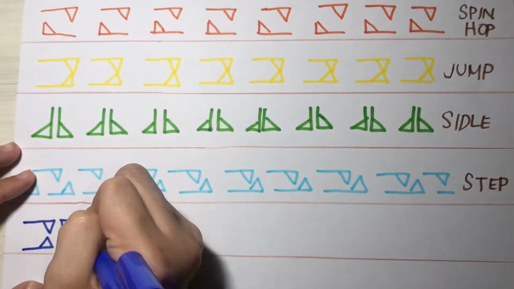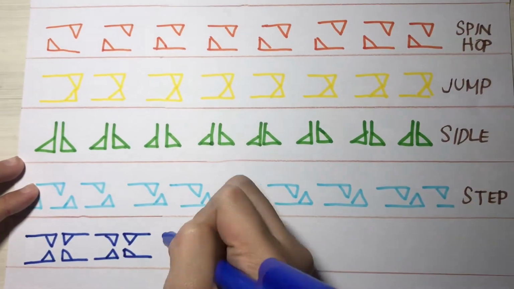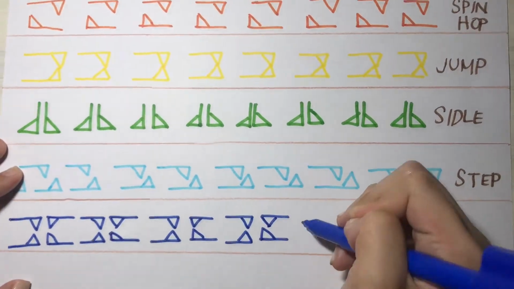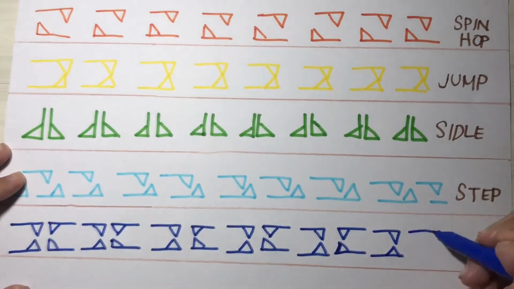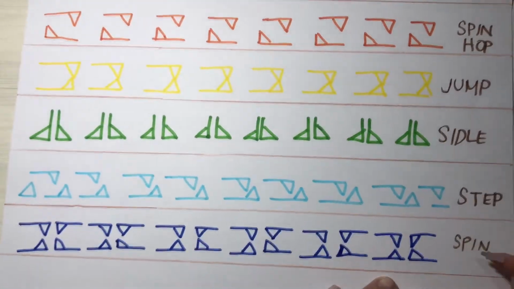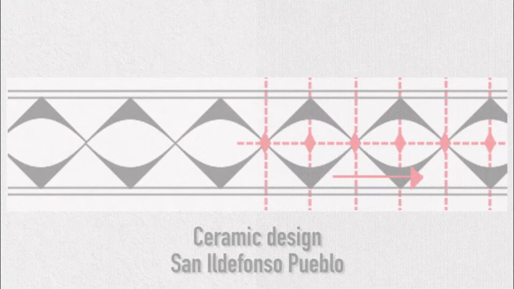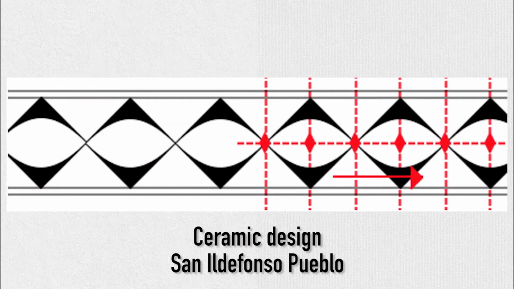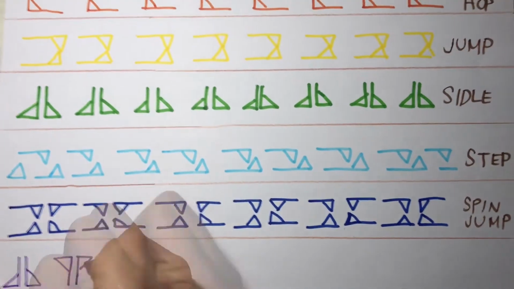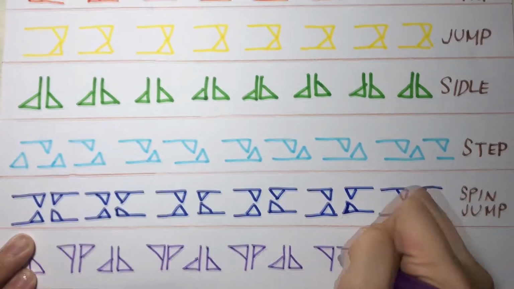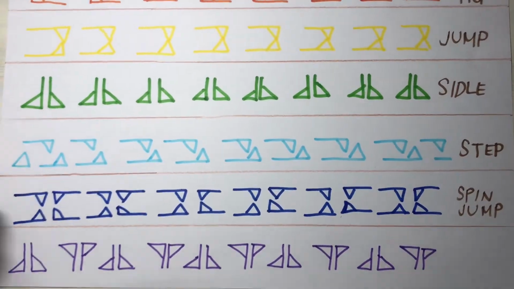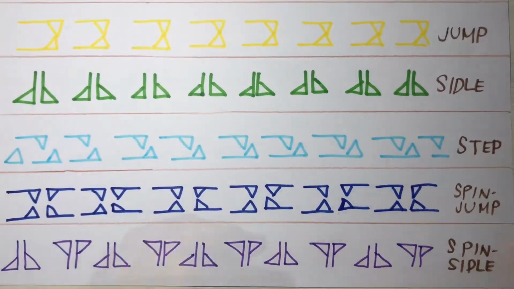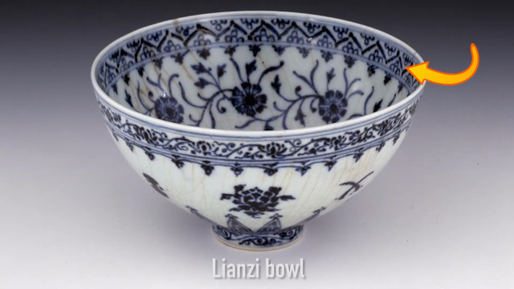The sixth frieze group contains all symmetries such as translation, horizontal and vertical reflection, and rotational symmetry, and this is called a spinning jump. For example, this pattern is a ceramic design from the San Ildefonso Pueblo. Finally, the seventh frieze group contains translation, glide reflection, and rotation by half-turn symmetries. According to Conway, this is named a spinning sidle. For example, this is a bowl with underglazed blue decoration.